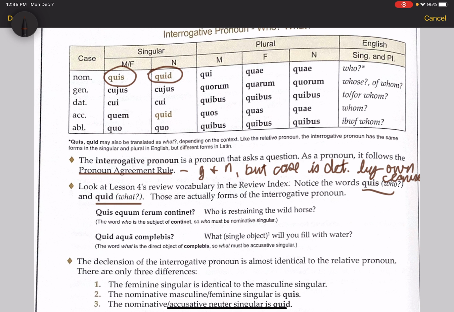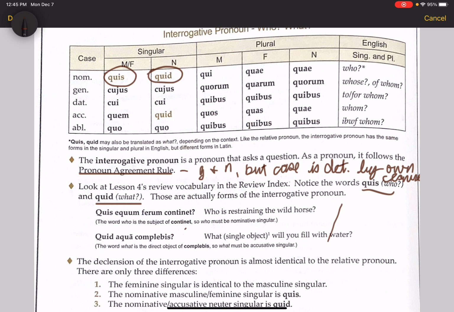Well, here's some examples of that. Quis equum ferrum continet. Who is restraining the wild horse? The subject who is the subject of continet, so it must be nominative singular. Similarly, quid aqua complebis means what will you fill with water? What being a single object, since it's a neuter nominative singular.